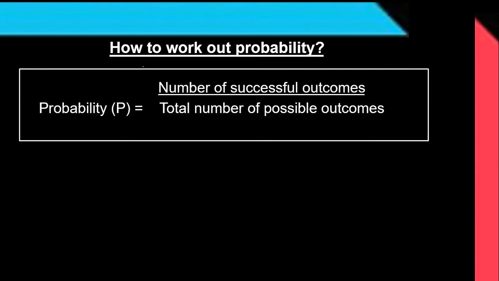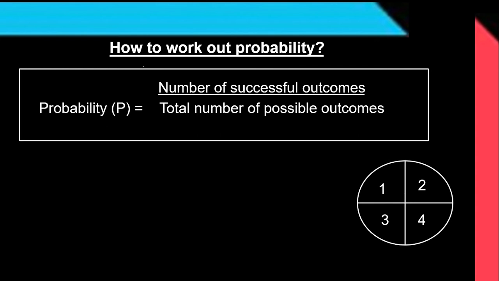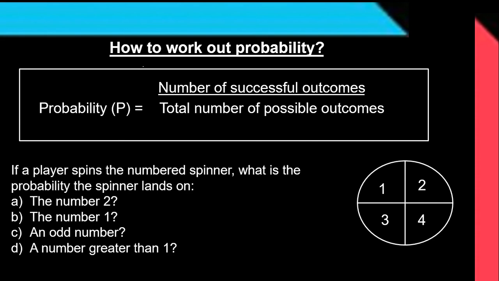So for example, let's say that we had this spinner. We can see that we have 1, 2, 3, and 4. It's been cut evenly into quarters, and there are 4 possible outcomes. So let's say we had the following questions. If we spin the spinner that is numbered on the side, what is the probability that it lands on a 2? Based on this fraction, we can see that 2 appears once, and there are 4 outcomes in total. So the probability of getting a 2 is 1 out of 4, which is a quarter, which is 0.25.